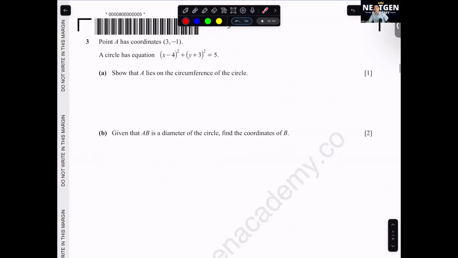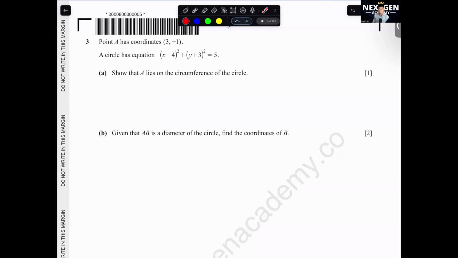Okay, number 3, this is a circle question. So circle, so far I think it is quite straightforward, but remember you all need to also recap back on your circle theorem. If you don't know your circle theorem, go recap back from your mathematics. Point A has coordinates (3, -1). A circle has equation (x - 4)² + (y + 3)² = 5.